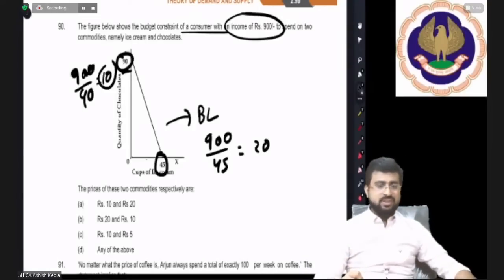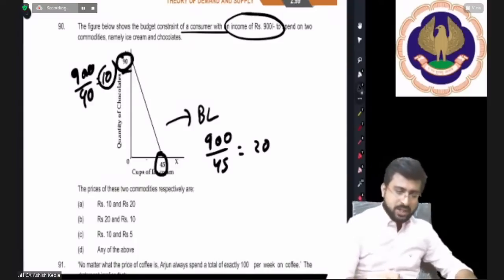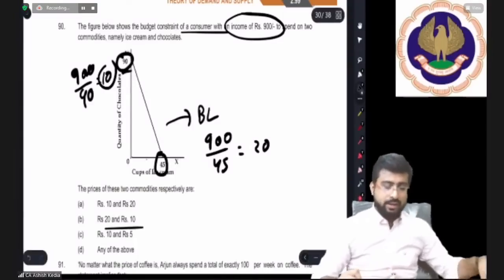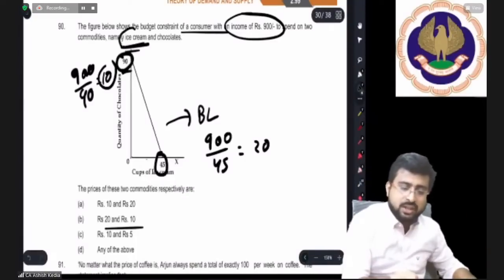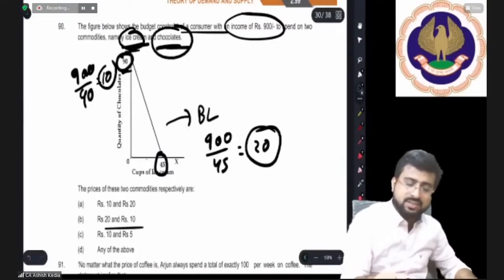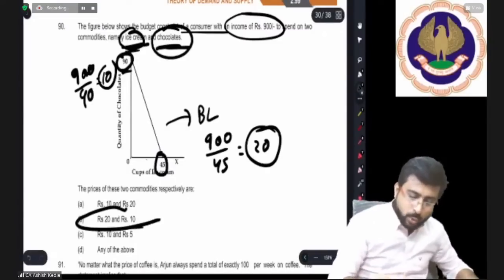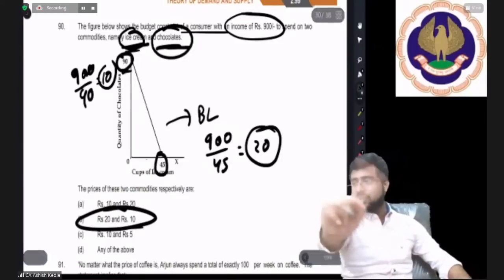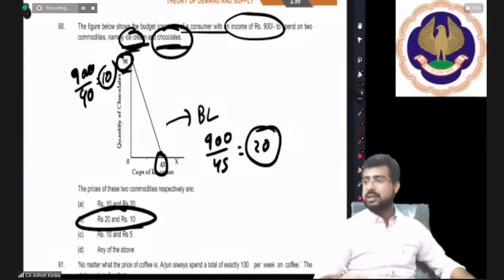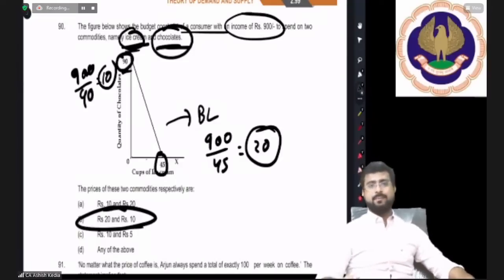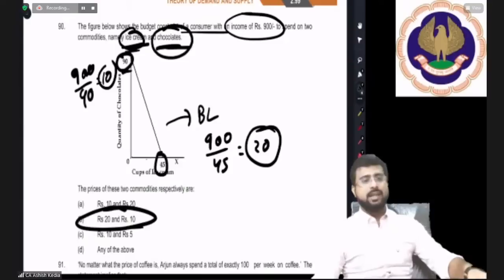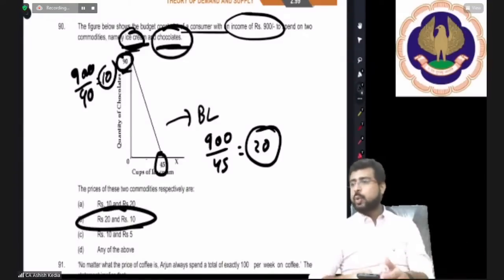Now, my dear friends, a very dangerous situation. Options are 10 and 20, and 20 and 10. Maximum students do it wrong. You have to pay attention. What is given first here? Ice cream. So ice cream that he is able to buy is 20. Chocolate is second, which is 10. So we will mark 20 and 10, not 10 and 20. Come on, everybody. Is it clear, everyone?